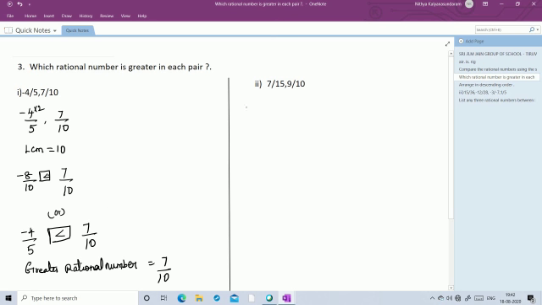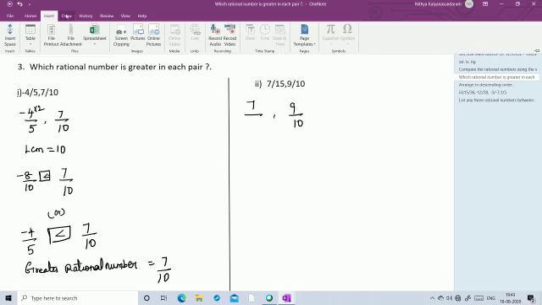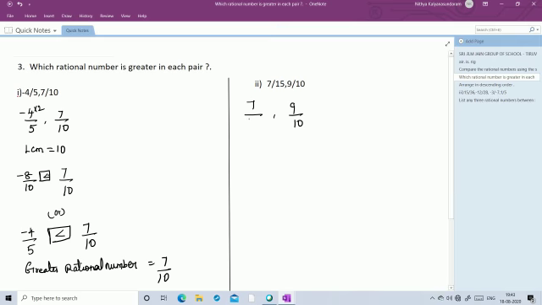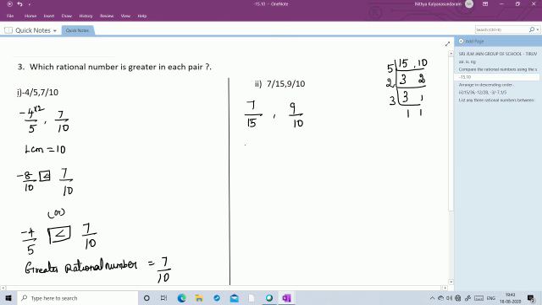Next question, 7 by 15, 9 by 10. Here both the rational numbers are positive, but the denominators are different. So 7 by 15 and 9 by 10. For the denominators you can take the LCM. 15 and 10, take the LCM. Both numbers we can divide with the 5 table. 5 3s are 15, 5 2s are 10. Then the 2 table, 3, 1. Then the 3 table, 1, 1. So 5 2s are 10, 10 3s are 30. So the LCM answer is 30.